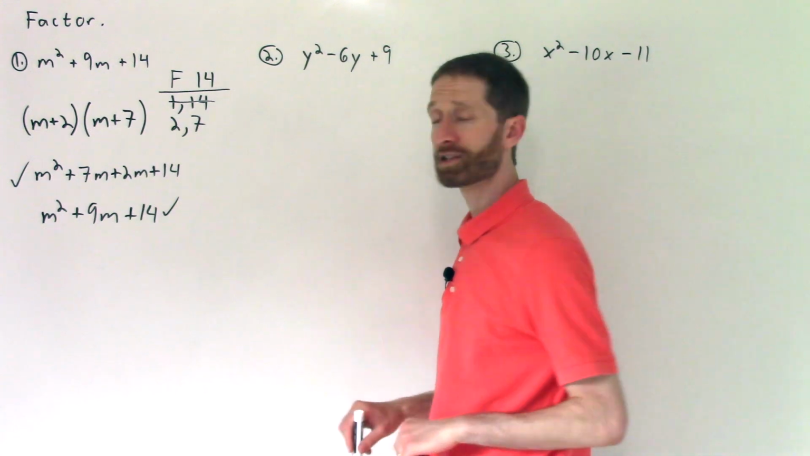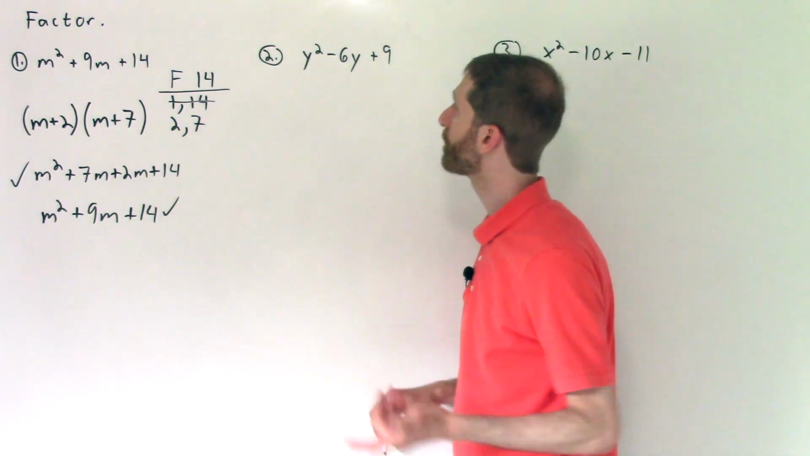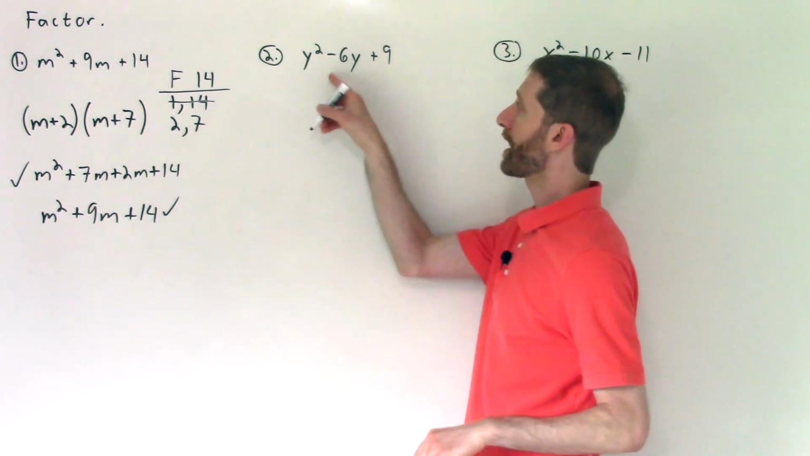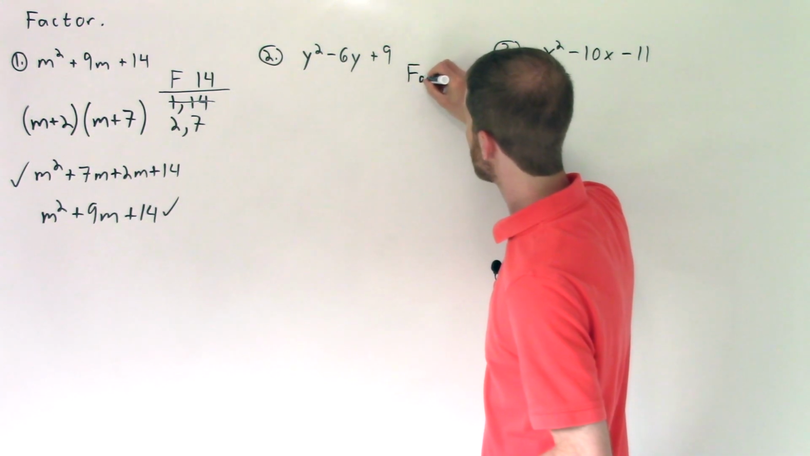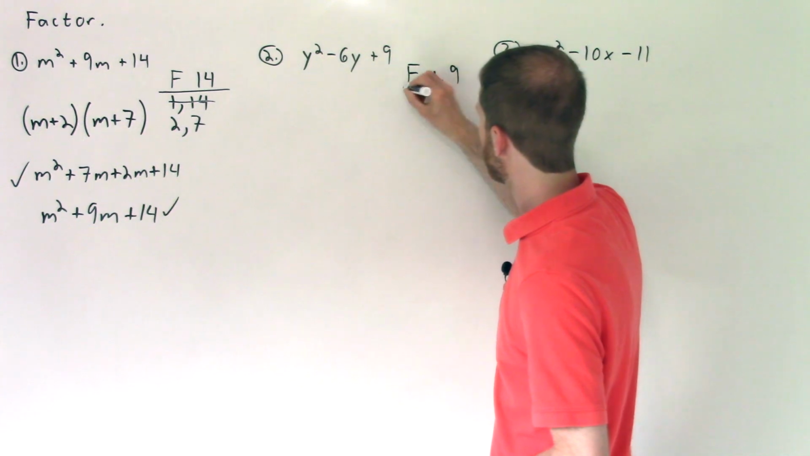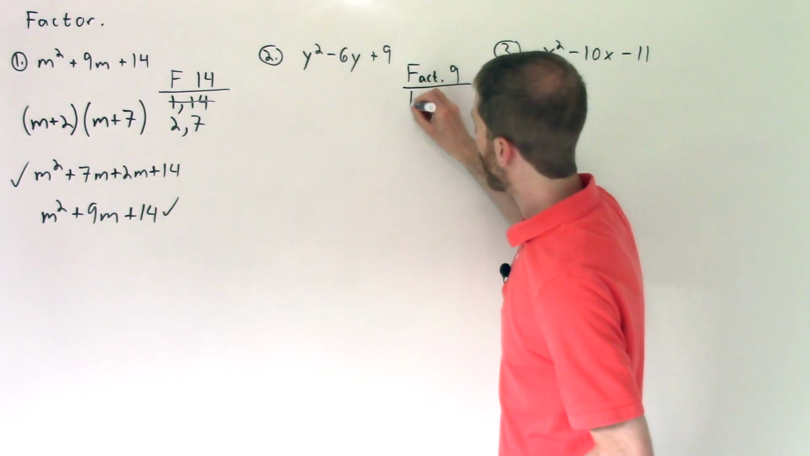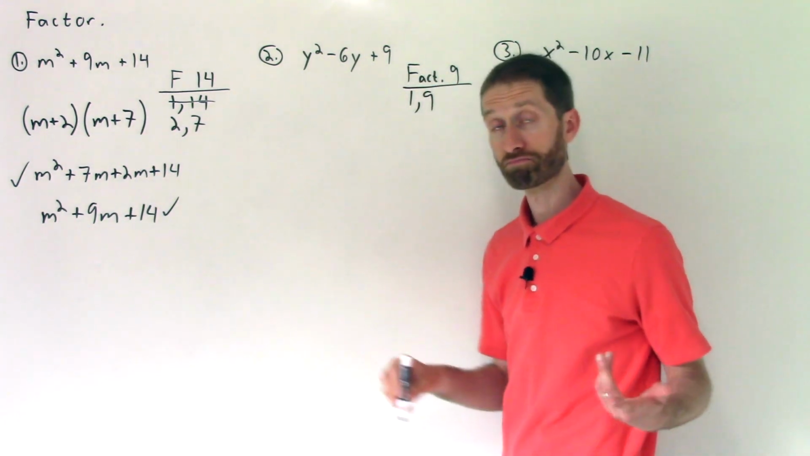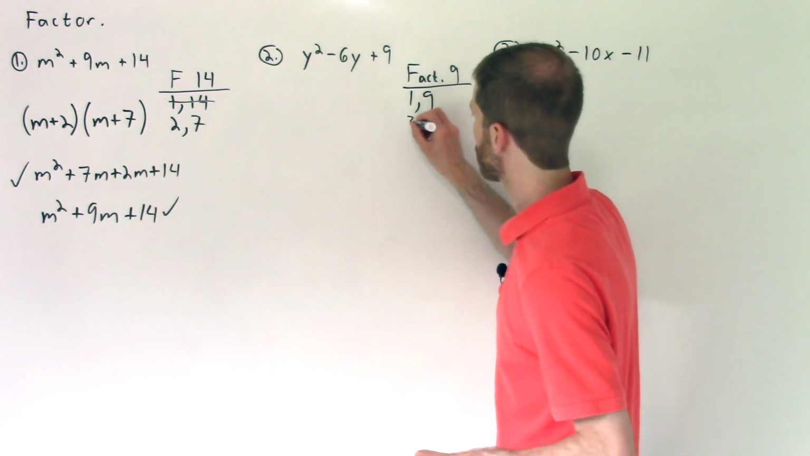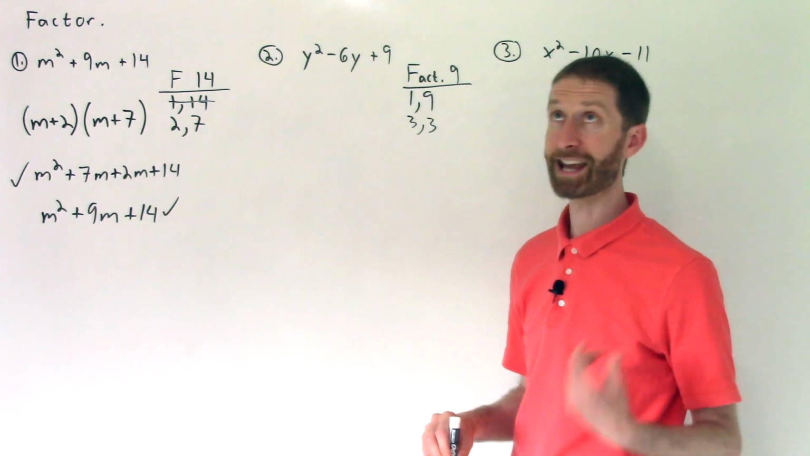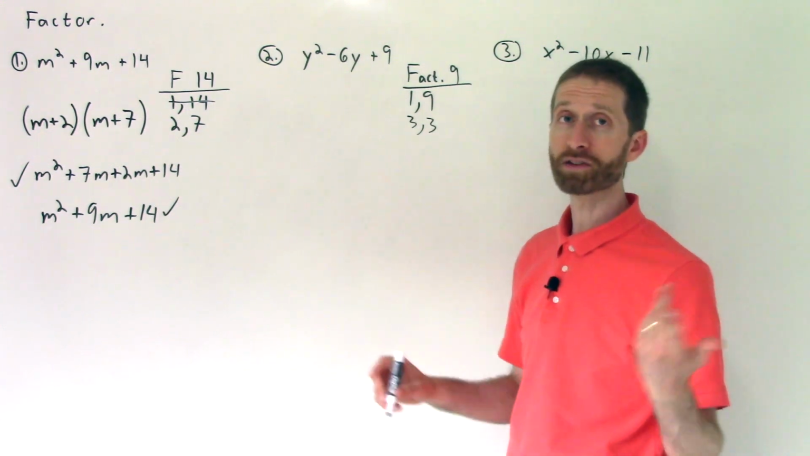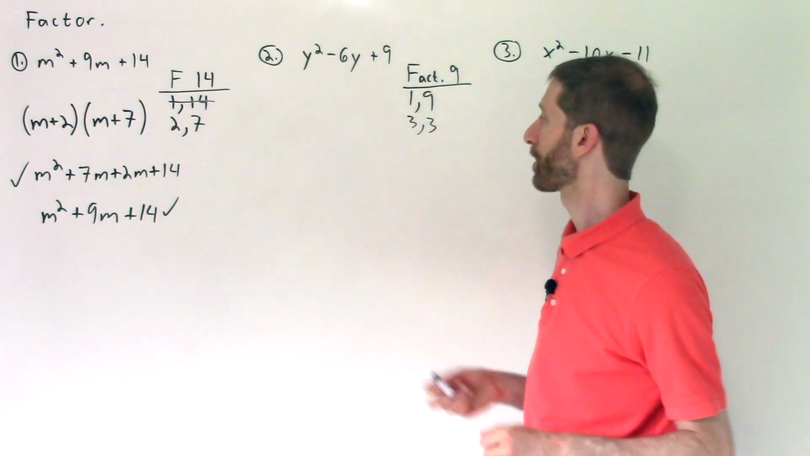Y squared minus 6y plus 9. We need factors of 9, things that multiply to 9, that add up to negative 6. So again, I'm going to put factors of 9. 1 goes into 9 times. 2 doesn't go into 9. 3 does, 3 times 3. 4 doesn't, 5 doesn't, 6 doesn't, 7 doesn't, 8 doesn't go into 9. 9 goes into 9 one time, but that would be repeating. So we have all our factors.